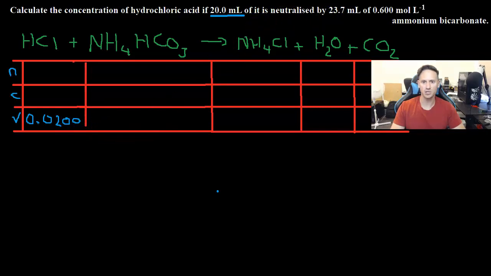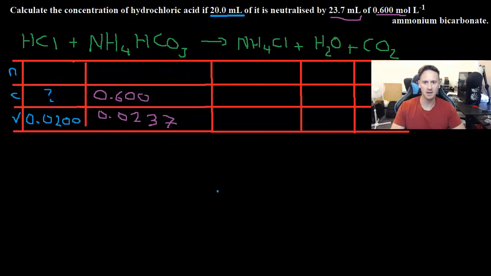Neutralized by, and I'll change colour here, go purple, 23.7 mL. So that's your ammonium bicarbonate. So here's the ammonium bicarbonate. 23.7 mL is going to be 0.0237 litres. And the concentration is 0.600 mole per liter. So ammonium bicarbonate concentration is going to be 0.600. And the question's asking what's the concentration of hydrochloric acid. So this is the part that we want to find out.